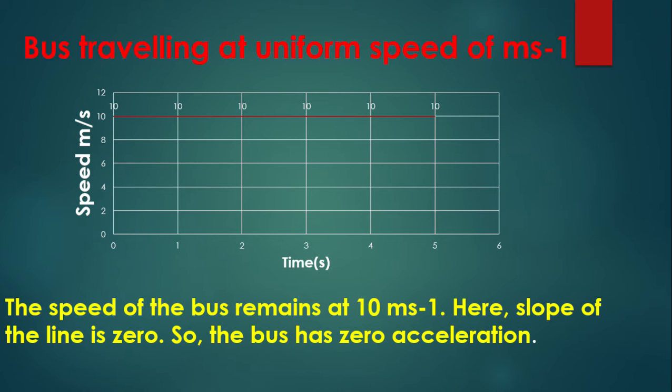Bus traveling at a uniform speed of 10 meters second power minus 1. The time taken is 1, 2, 3, 4, 5 seconds. The speed of the object remains constant at 10 meters per second. Here the slope of the line is 0, so the bus has zero acceleration.